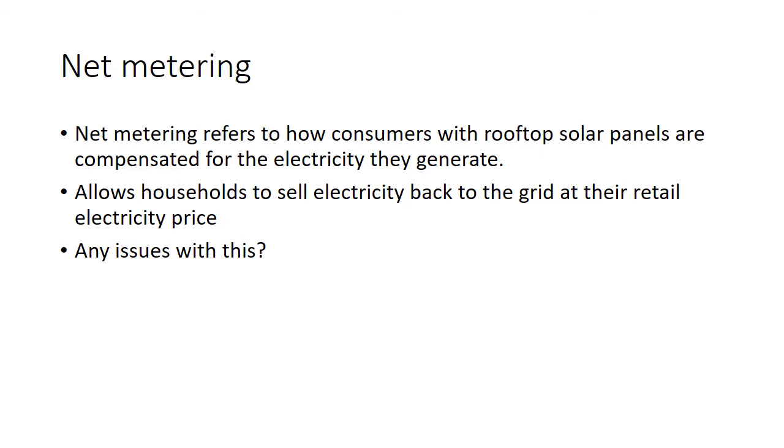Net metering. Net metering refers to how consumers with rooftop solar panels are compensated for the electricity they generate. For example, if you own solar panels on the top of your roof, you're probably not going to use all of the electricity that the solar panels are producing, especially because a lot of it's produced during the day when you're not home. So these policies allow households to sell that additional electricity back to the grid. The question, though, for policymakers is what price should the homeowners receive? And oftentimes they receive the retail electricity price. Now, is this fair?